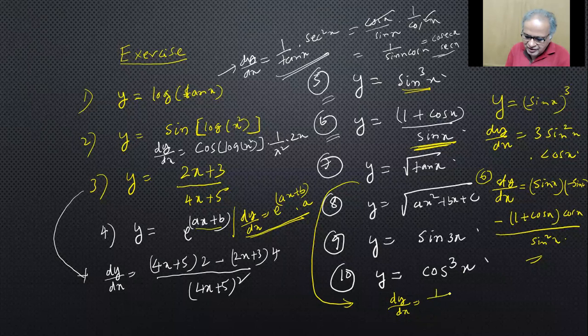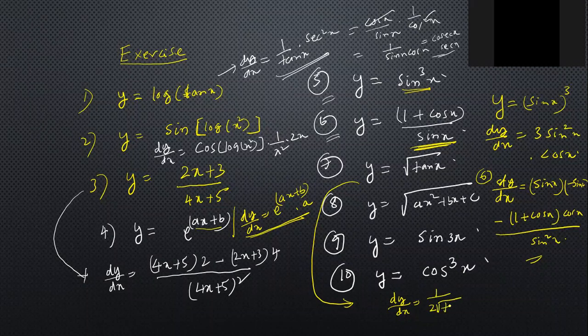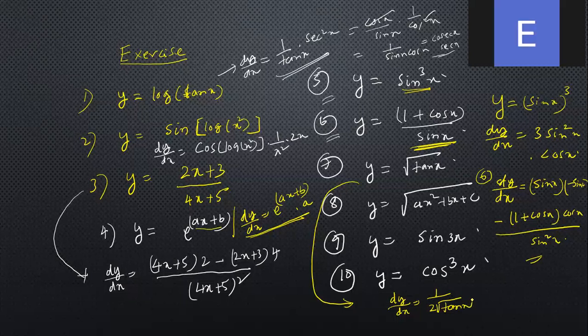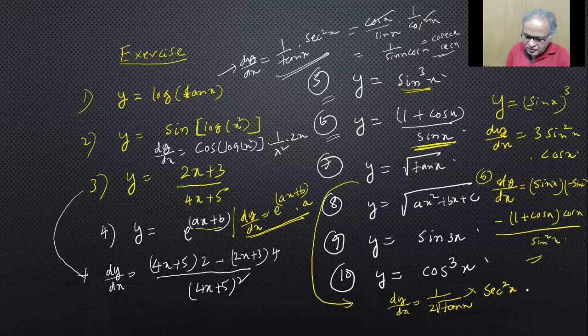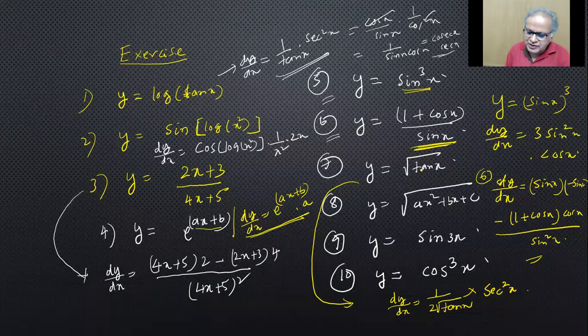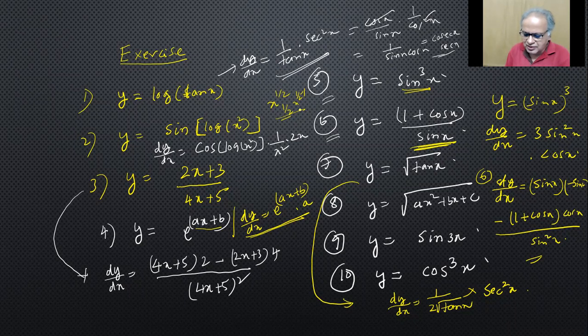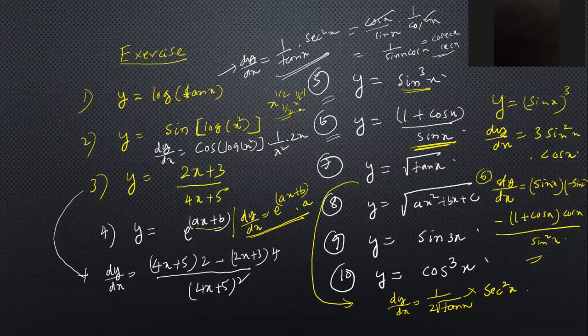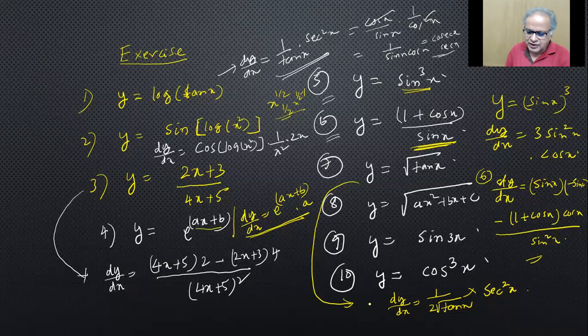That is 1 by 2 root, into secant square x. Srivalli, remember this is a root function. The derivative of root x is 1 by 2 root x. Write it every time like that. x to the power half, so half into x to the power half minus 1. That will be half into x to the power minus half. If you bring it down, it is 1 by 2 root x. So straight away, this is for the seventh.